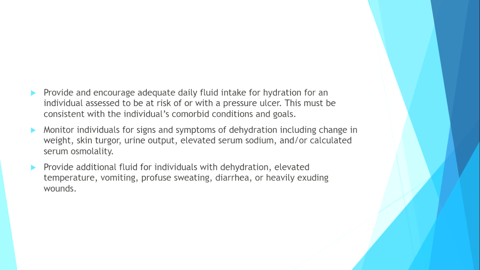Provide and encourage adequate daily fluid intake for hydration for an individual assessed to be at risk of or with a pressure ulcer. This must be consistent with the individual's comorbid condition and goals. Monitor individuals for signs and symptoms of dehydration, including change in weight, skin turgor, urine output, elevated serum sodium, and/or calculated serum osmolality. Provide additional fluid for individuals with dehydration, elevated temperature, vomiting, profuse sweating, diarrhea, or heavily exuding wounds.